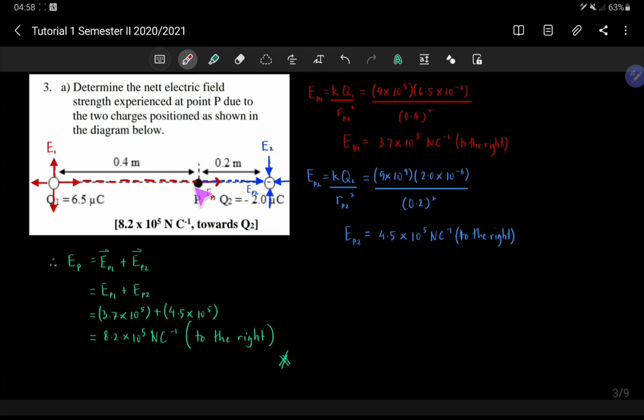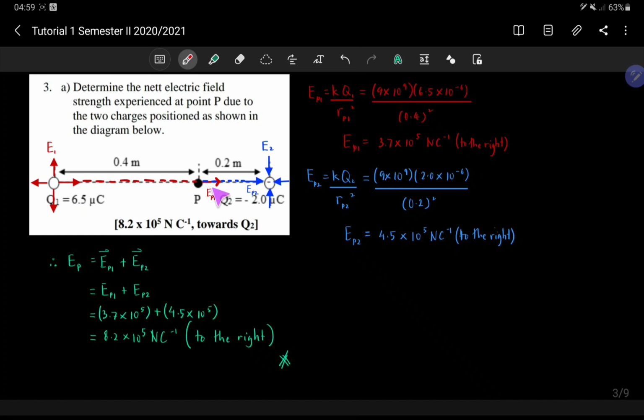Now they ask you to find the resultant, or the net electric field strength, exerted on P by Q1 and by Q2. First we need to identify the direction of E for both charges, Q1 and Q2. Q1 is a positive charge, so the direction of E should be outwards. Q2 is a negative charge, so for any negative charge, the direction of electric field should be directed inwards. Point P is located at the right side of Q1, and at the same time at the left side of Q2.